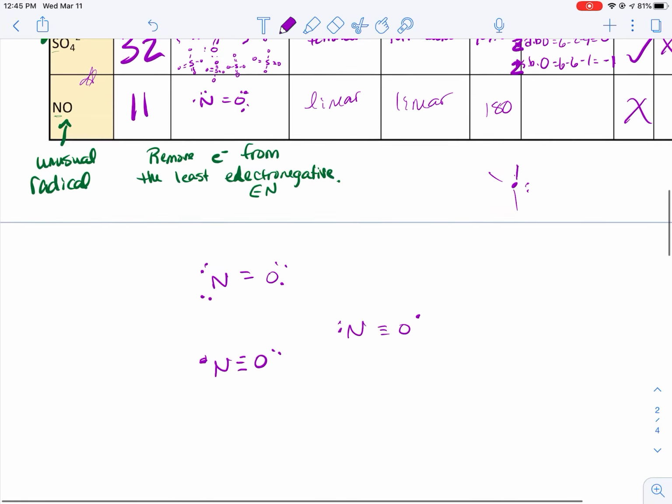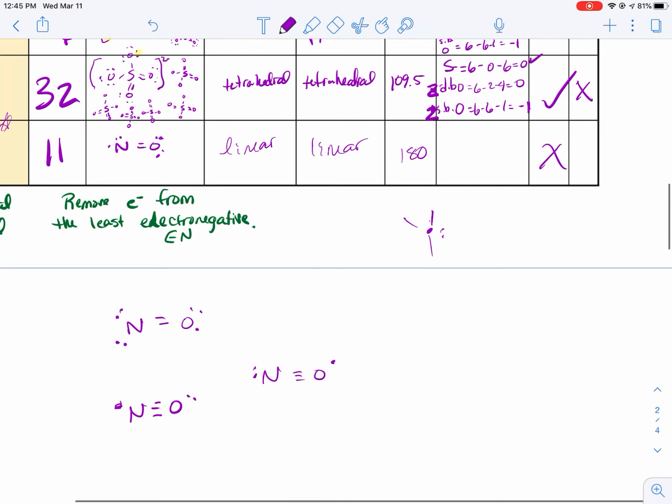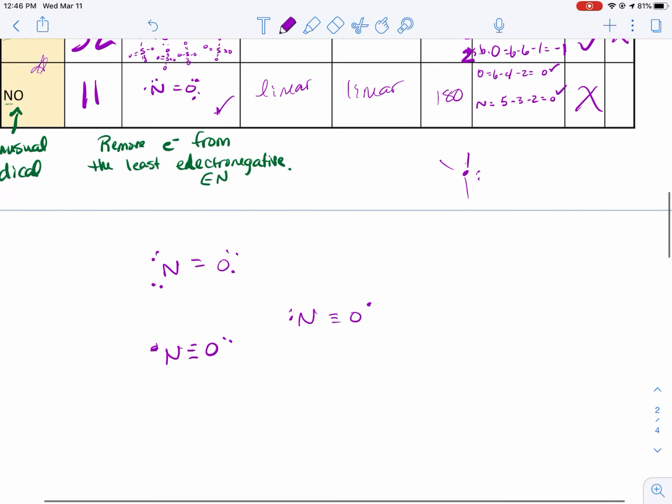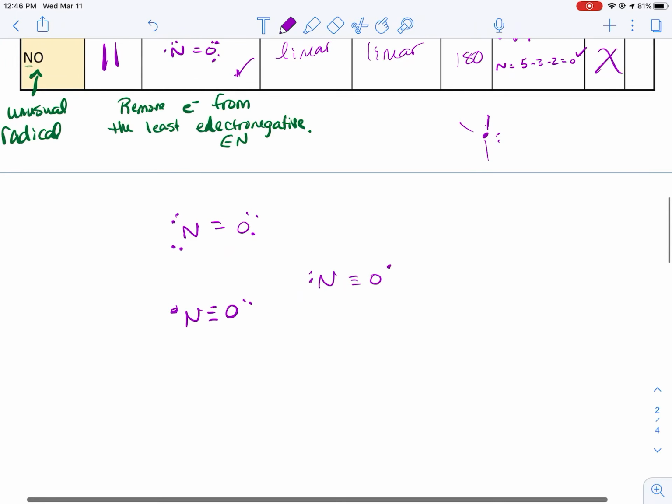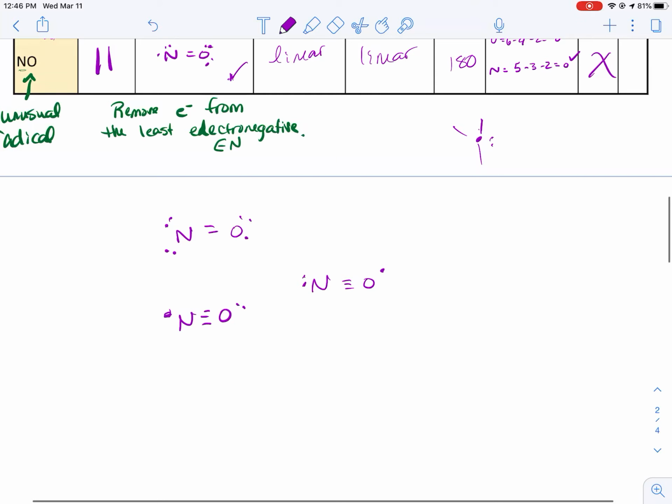So we're going to test the formal charge of the first one that's drawn right here. On this one, we have oxygen is 6, minus 4 dots, minus 2 bonds. So he's 0, that's good. And then nitrogen is 5, minus 3 dots, minus 2 bonds. So that's 0. This is a good structure, right? Like that. Let's try one of the other ones and see why they don't look as good.